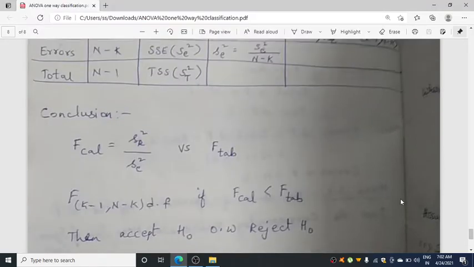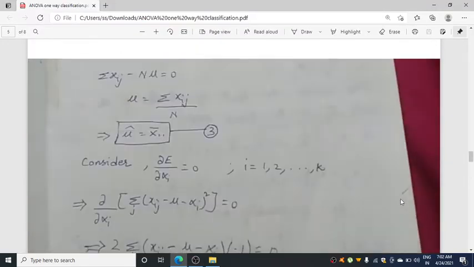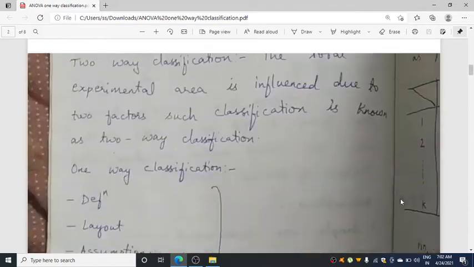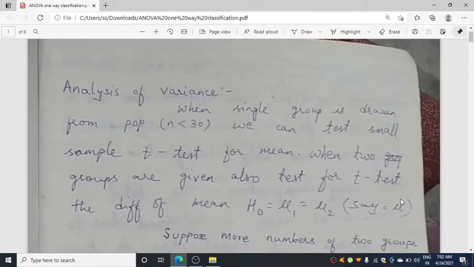Hello students, today I am going to discuss ANOVA one-way classification. First, let me tell you about analysis of variance.